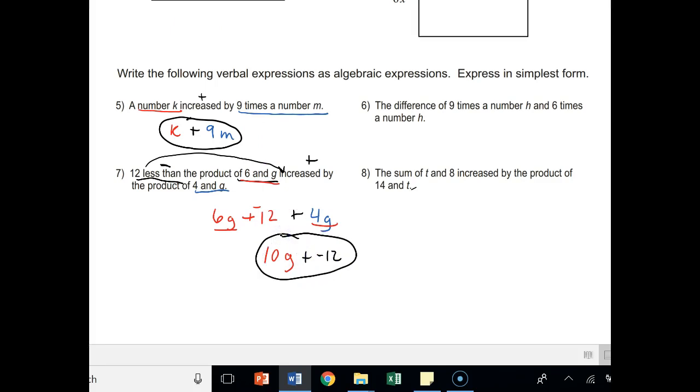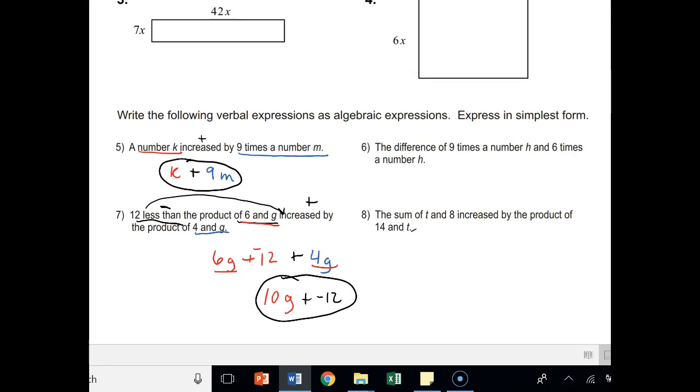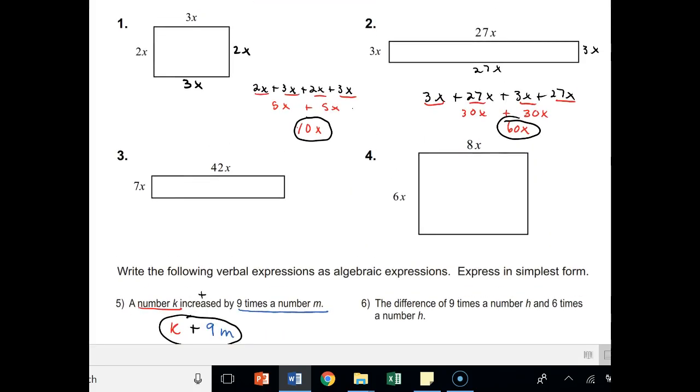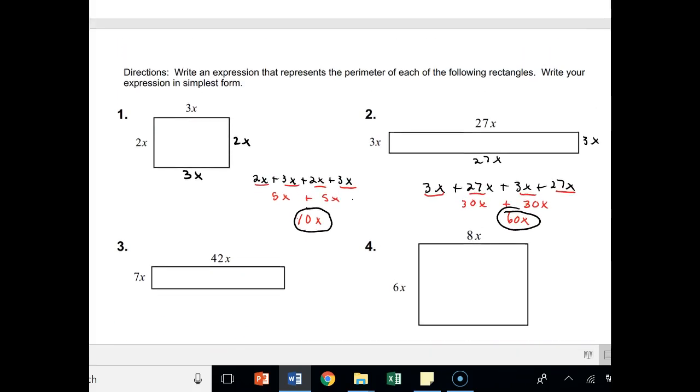Circle our answer. So you're responsible for 6 and 8. You're responsible for any of the problems that I haven't done. Make sure you show all work. Remember your rules for integers. If you have questions, please give me a call.